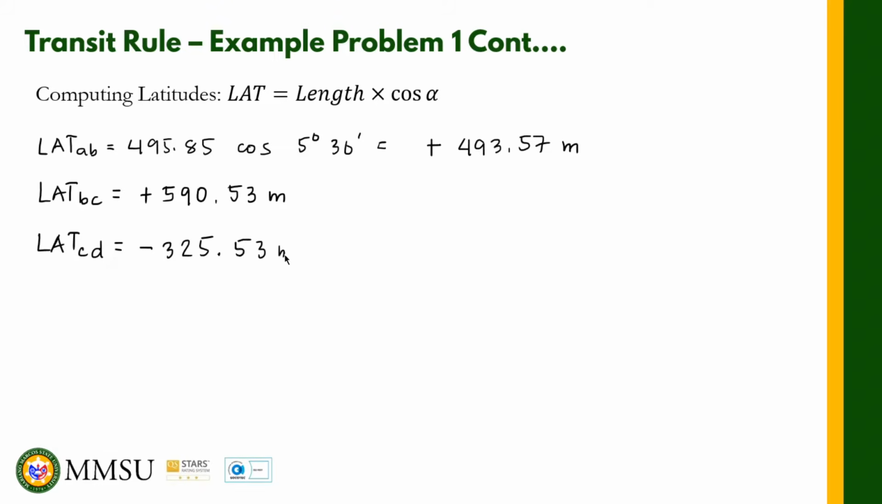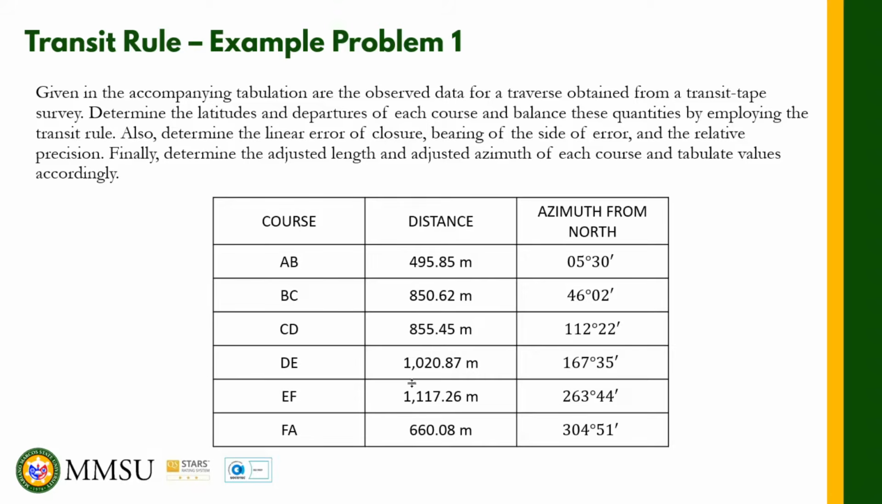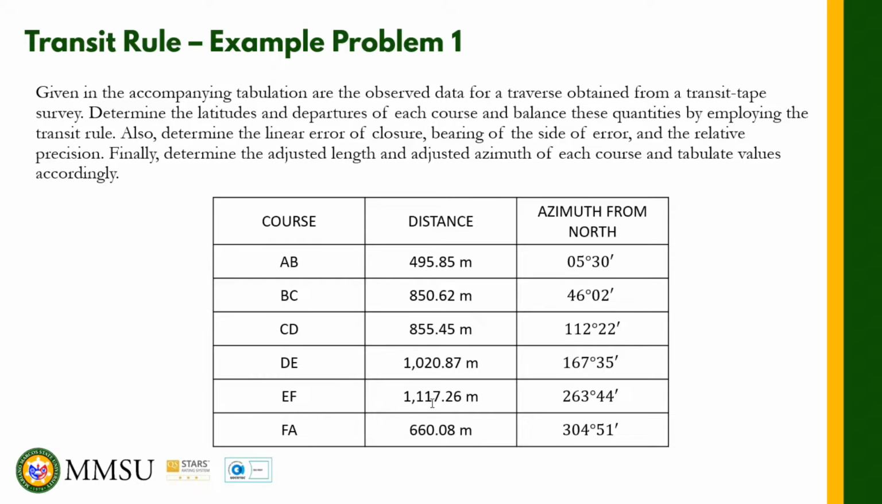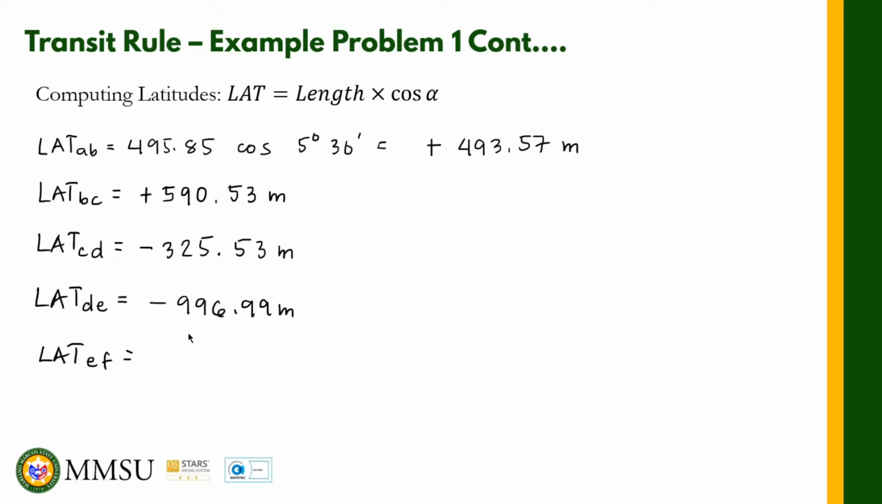Next, let us go to the next course, the latitude of DE. Latitude of DE is equal to 1020.87 multiplied by the cosine of 167 degrees 35 minutes, and we come up with negative 996.99 meters. Next, for the latitude of EF, this is equal to the length of EF, 1117.26 multiplied by the cosine of 263 degrees 44 minutes, and we come up with negative 121.96 meters.